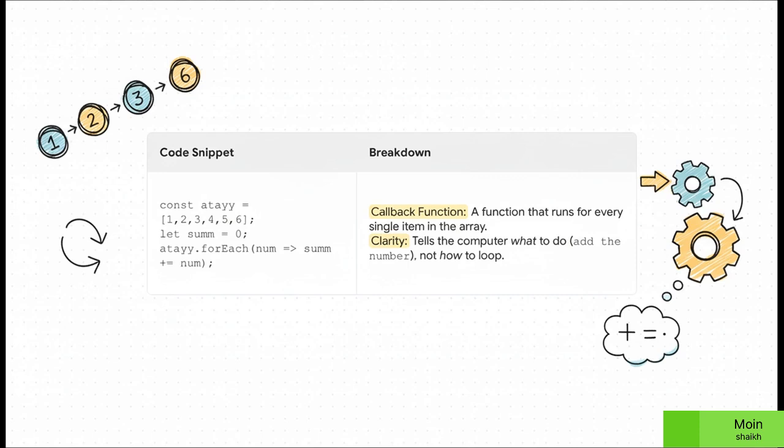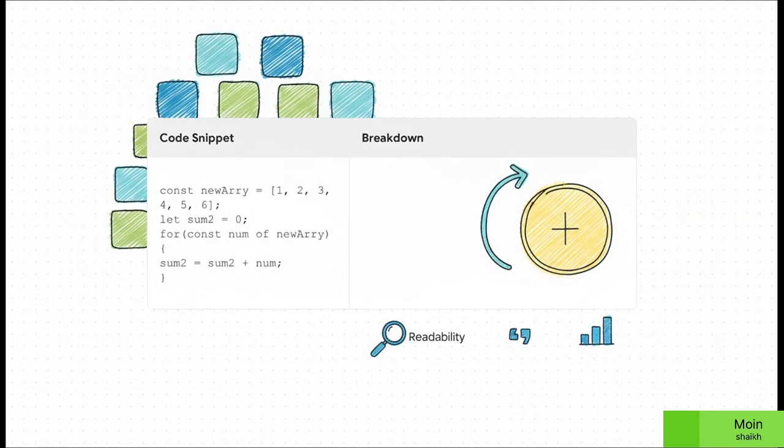So clean. Then there's the for of loop. Now, the key difference here is its focus. The classic for loop gives you the index, the i, but for of cuts right to the chase and gives you the actual value of the item directly. This makes the code so much easier to read, it's almost like plain English. For each num of newArray.